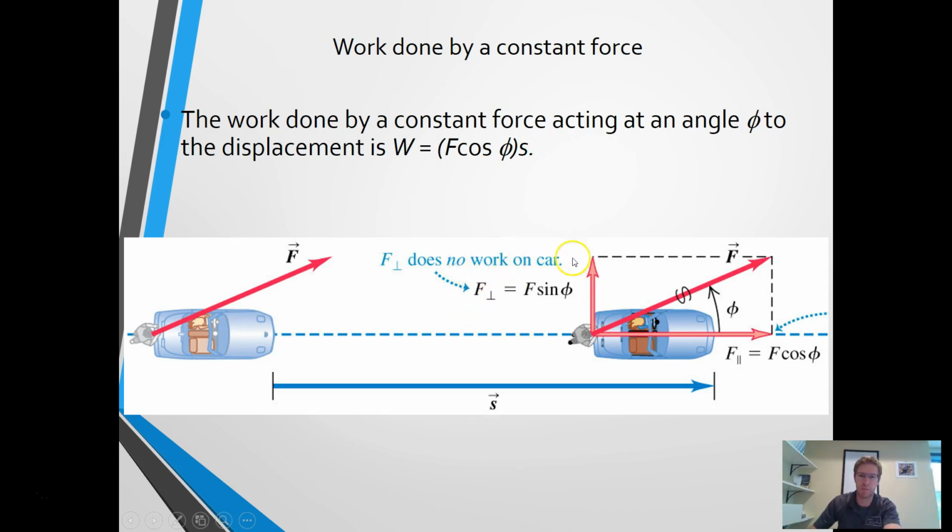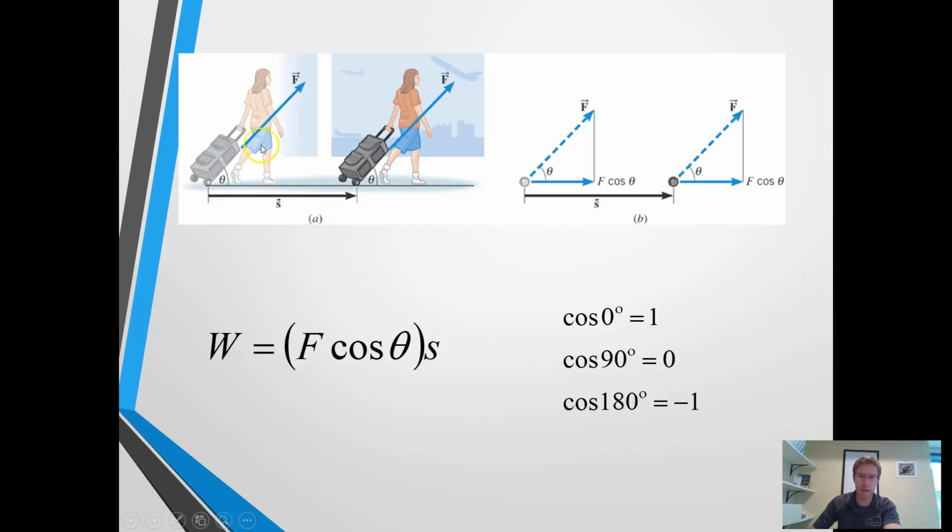So the perpendicular component, F sine phi, does no work on the car whatsoever. So again, for a force at some angle, the work is going to be equal to force cosine of the angle times the displacement, given that this angle here is the angle between the displacement and the force, so theta here. If you were given the complementary angle to that, then you'd have to use sine, right? Or take 90 minus the angle.